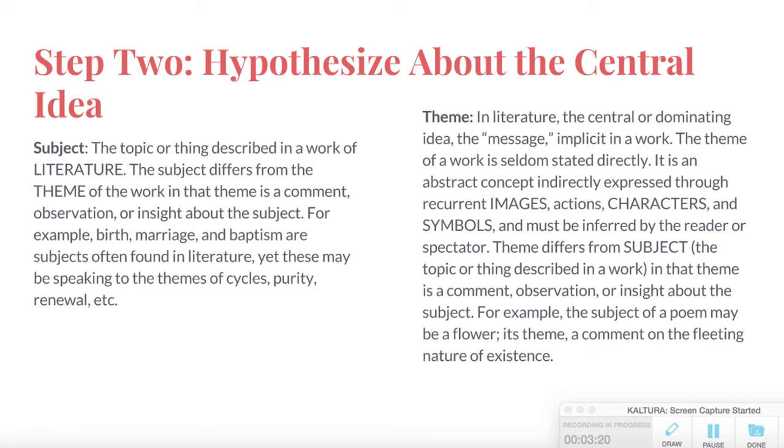Theme differs from subject, as a previous definition explained, in that theme is a comment, observation, or insight about the subject. For example, the subject of a poem may be a flower. Its theme would be a comment on the fleeting nature of existence.